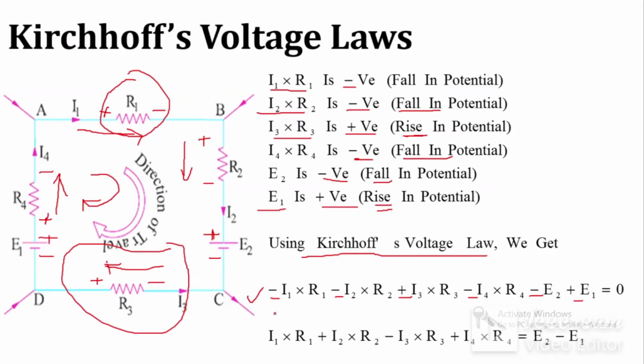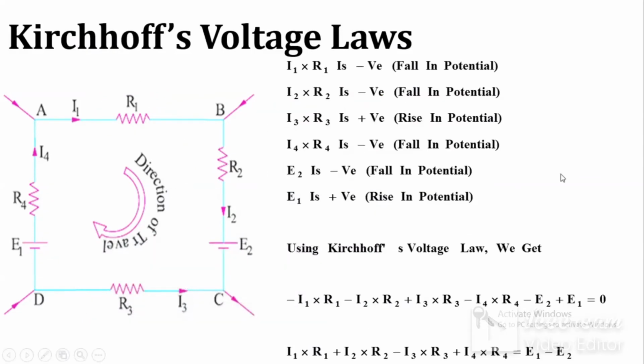So again I can simplify this equation. I will shift I1 R1, I2 R2, I3 R3 and I4 R4 to the other side of the equal sign. So I1 R1, I2 R2 and I4 R4 become plus: plus I1 R1 plus I2 R2 plus I4 R4. Now plus I3 R3 becomes negative, and on this side only E1 minus E2 will remain.